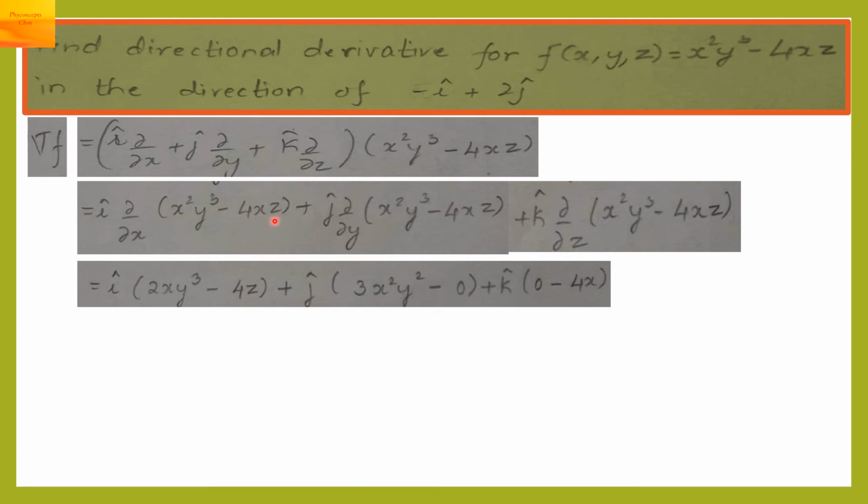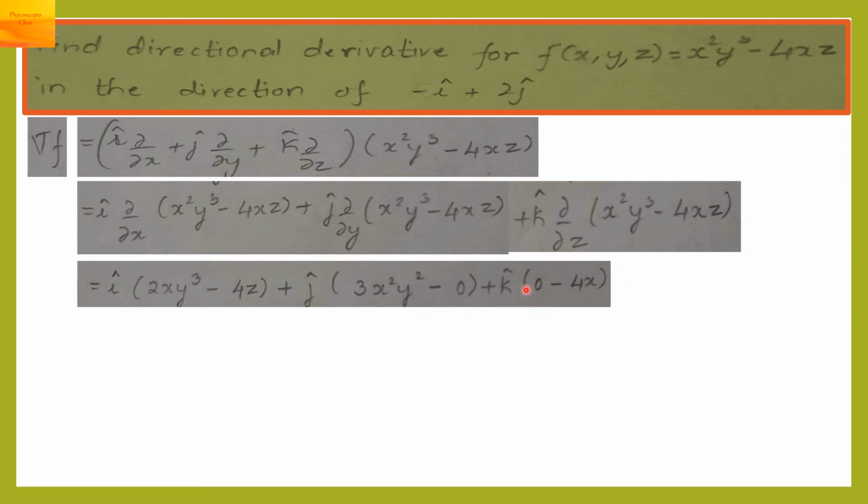Here we also have to differentiate this x, so that will be 1. So here minus 4z remains. Next we have to differentiate this bracket with respect to y. We differentiate y cube, that will be 3y square. Then the differentiation of 4xz with respect to y will be 0.